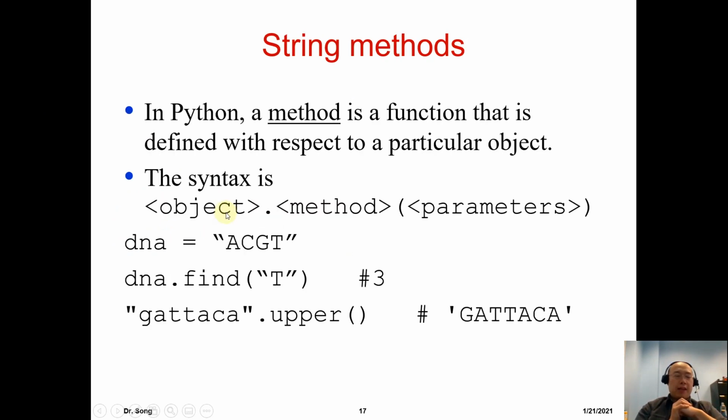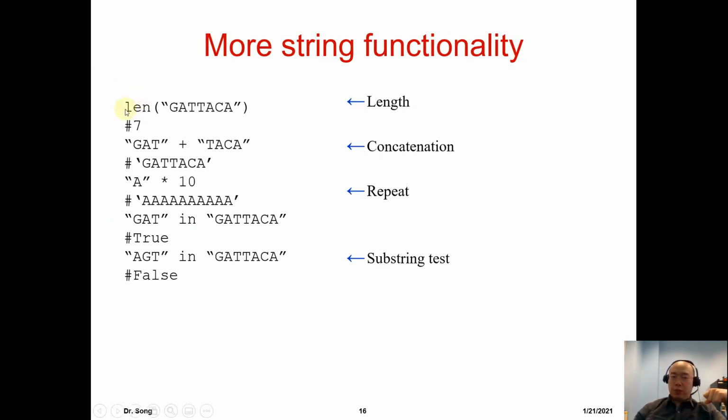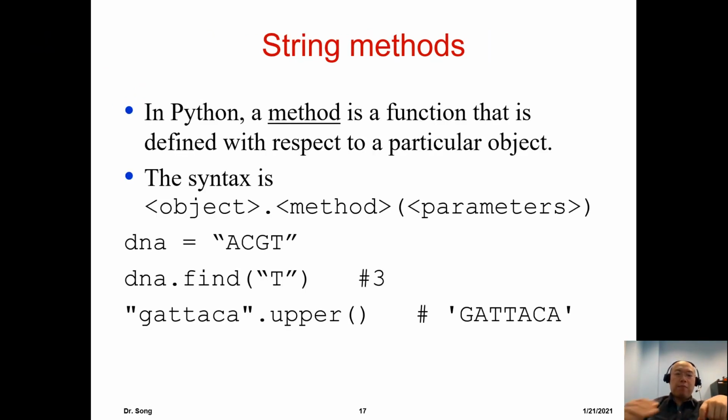Then we also have methods. You need to know the difference between functions and methods. Just now, len is a function. For methods, the syntax is different because we write an object, dot, and a method name, and if you want to specify parameters, we can also specify parameters.